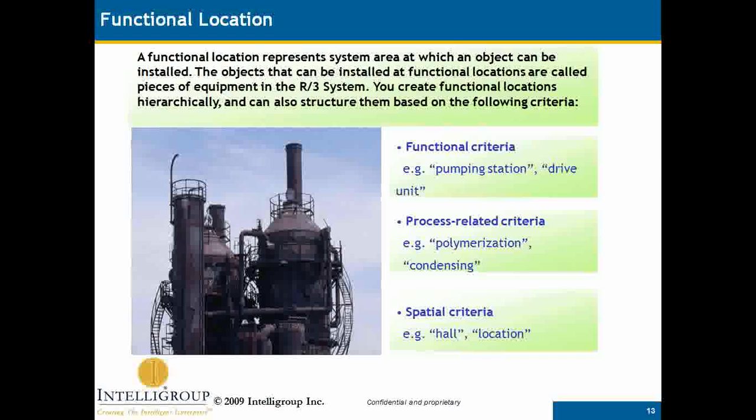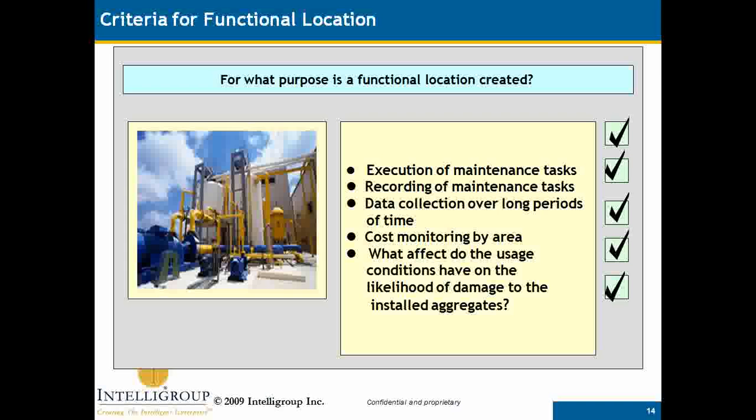If you have any question on this? Yeah, move forward. So what is the criteria for the function location in plant maintenance? Basically, to execute the maintenance task, you can record the maintenance tasks, you can collect the data along with what transactions you performed in the location, and you can monitor function location wise what effect is done, what conditions of the equipments at each and every stage. All that information you can capture location wise, for the reporting part.